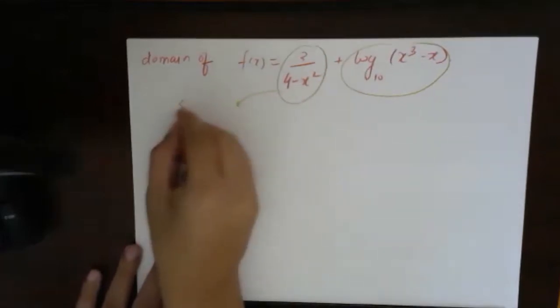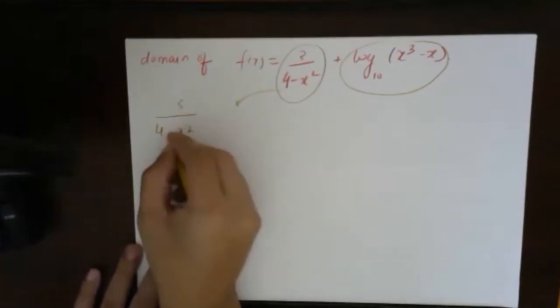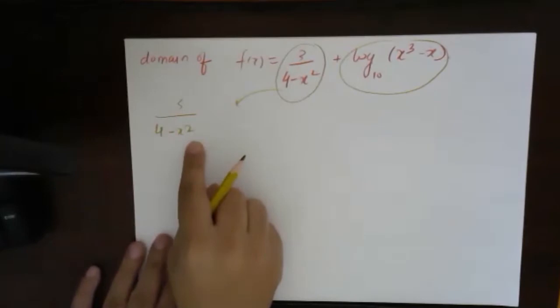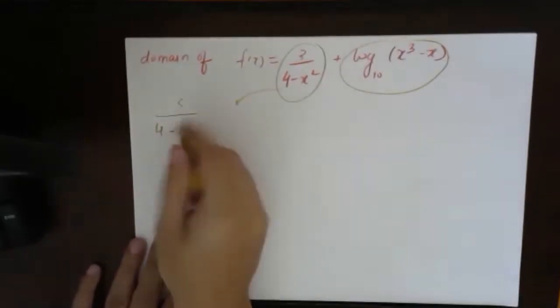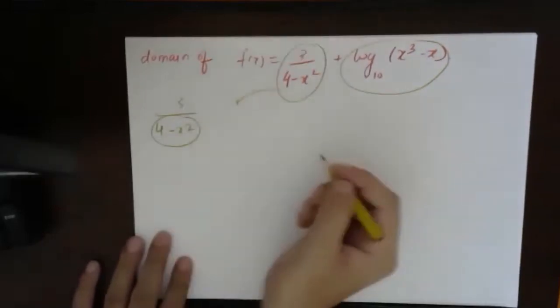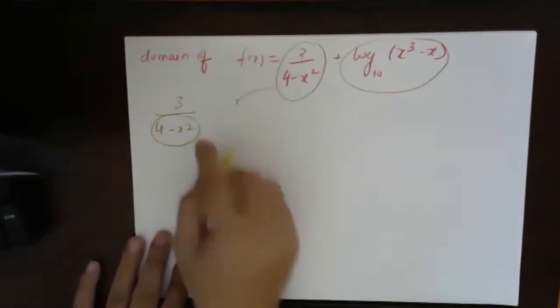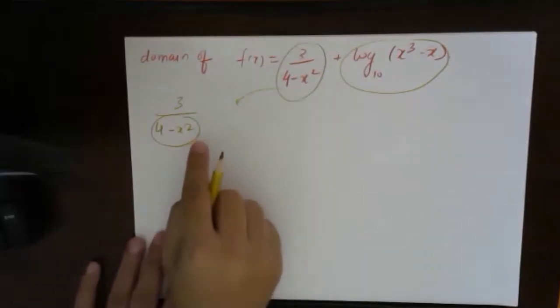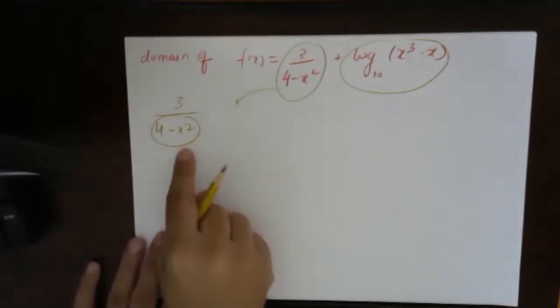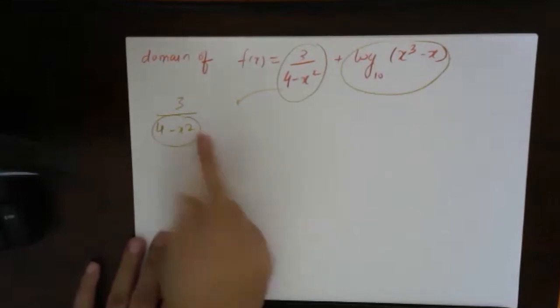So this is 3 by 4 minus x square, right? The only problem with this one is when the denominator is equal to 0. Otherwise, all the values of x can be taken. Right? So what we'll do, we'll only find the values of x where the denominator is 0.